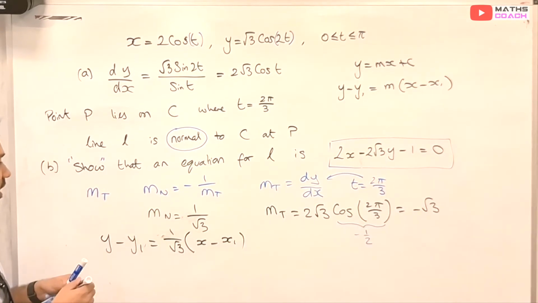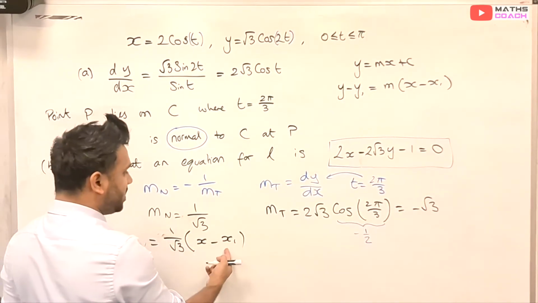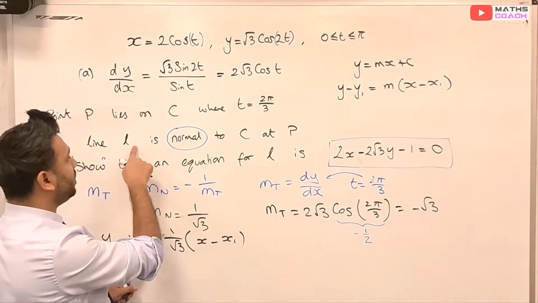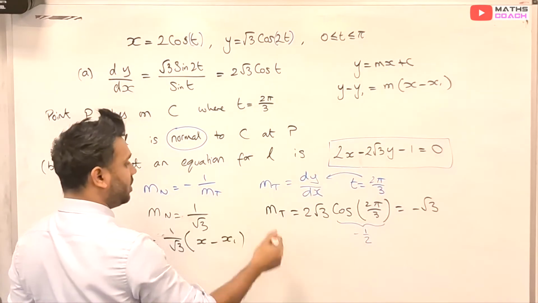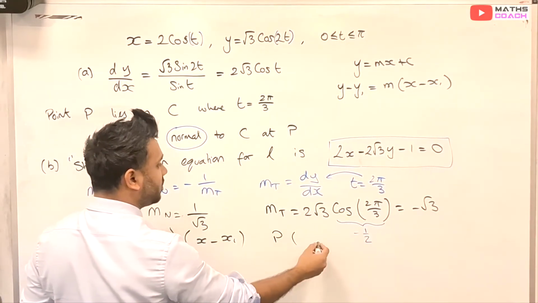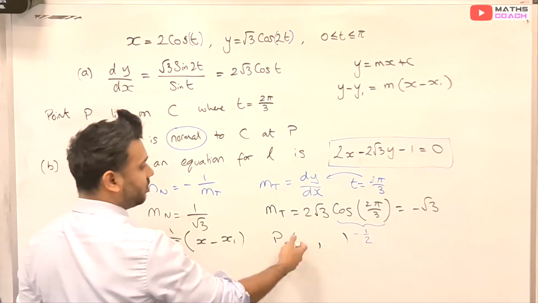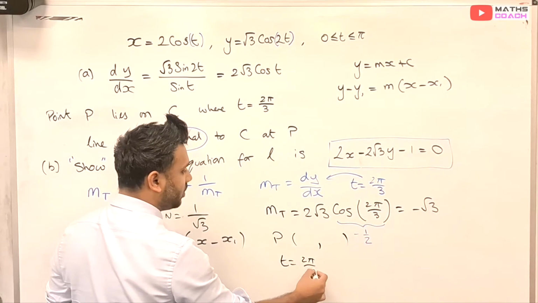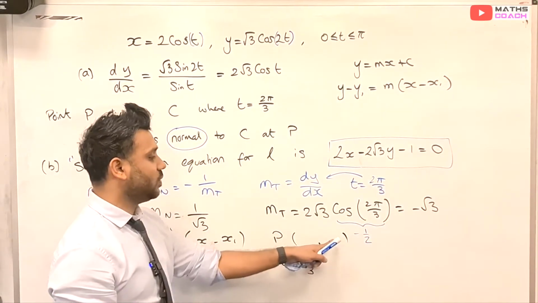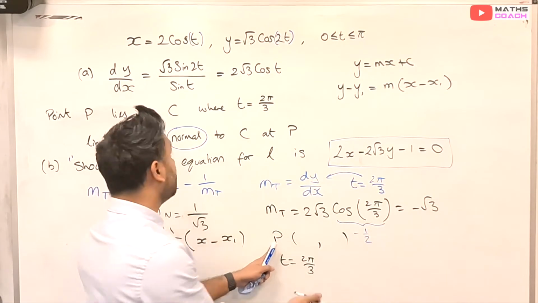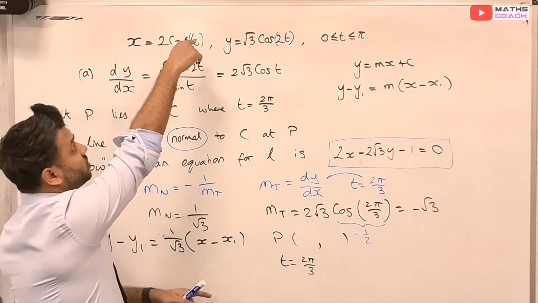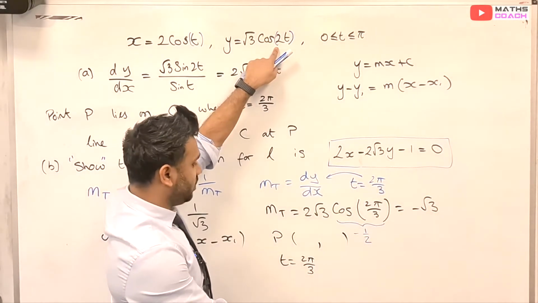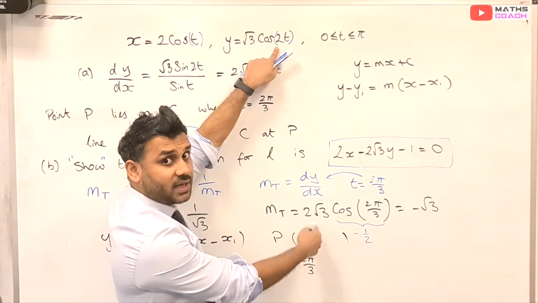And in terms of what y1 and x1 are, these are basically the coordinates of where the normal goes through. And our normal line L goes through point P. So point P has an x coordinate and a y coordinate. We're not given what they are, but we are given the t value for this point. And where do we get the coordinates from? We go back to the original parametric equations where x is 2 cos t and y equals root 3 cos 2t, we substitute the t values in, and that gives you the x and y coordinates of that point.